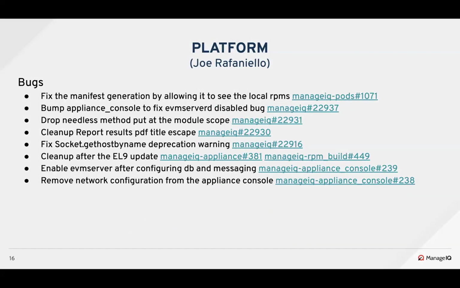For platform bugs, Jason fixed the manifest generation in Podify by allowing it to see local RPMs. Adam bumped the appliance console version to fix the evmserverd disabled bug. I removed an unused method put in the incorrect scope. Jason cleaned up the results PDF title escape. Adam fixed a socket gethostbyname deprecation warning. Brandon removed scripts and files no longer used with EL9. Adam fixed an issue where we weren't enabling the evmserverd service after configuring the DB and messaging. And Brandon removed the network configuration from the appliance console. Next slide.